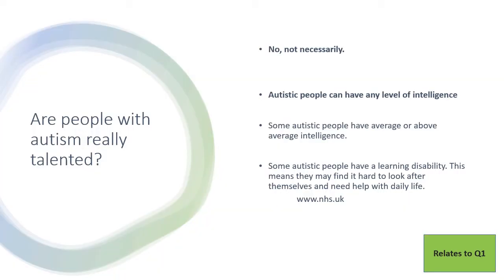You may sometimes hear people saying that people with autism are really talented, but no, they're not necessarily talented. Autistic people can have any level of intelligence. Some autistic people have an average or above average intelligence. Some autistic people have a learning disability, and this means they may find it hard to look after themselves and need help with daily life.